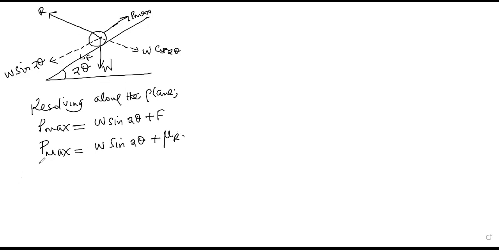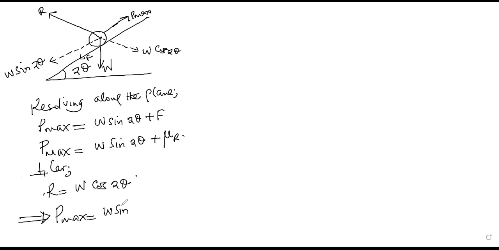But when we resolve perpendicular to the plane, we have that R is equal to W cos 2 theta, implying that if we substitute here, we shall have our P max as equal to W sin 2 theta plus mu, then instead of R, I shall write W cos 2 theta.